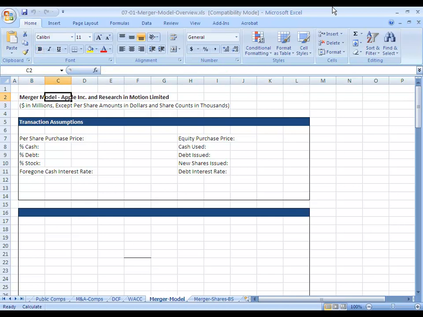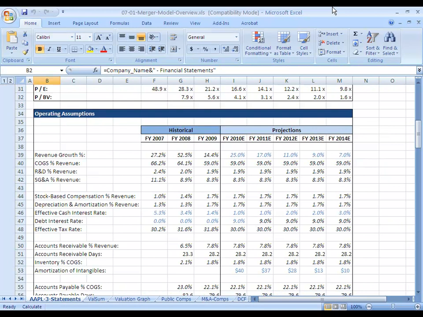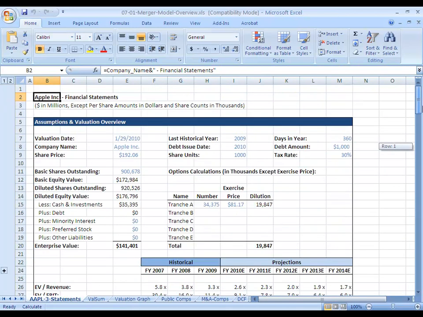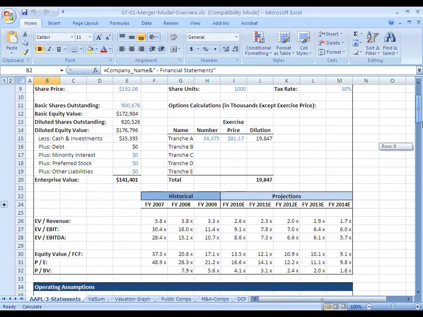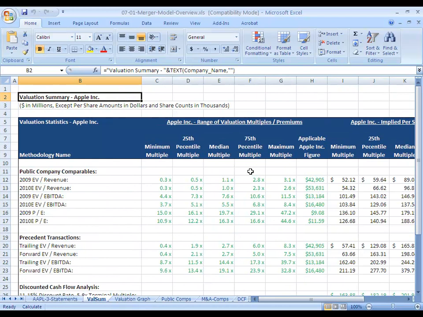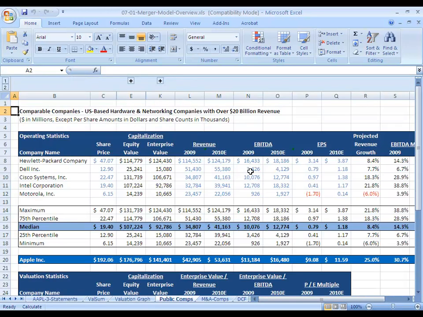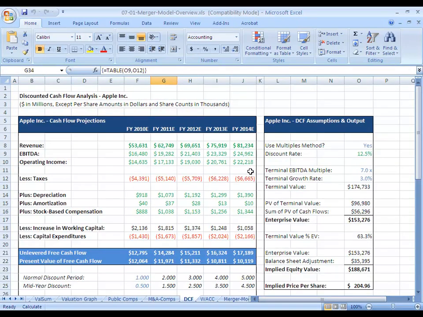Now, previously we've looked at Apple and completed a case study here showing what Apple's three financial statements look like. We went through and looked at their equity value, enterprise value, and then their valuation multiples. And then we actually completed a full valuation of Apple, creating this chart showing their valuation at different ranges and using different methodologies. We went through and did public company comparables, M&A transactions, and a DCF analysis.